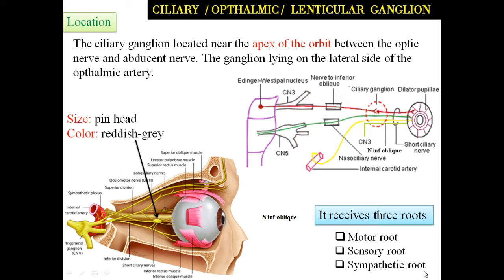So this is the lateral rectus muscle. It's located near the apex of the orbit. The ganglion lies on the lateral side of the ophthalmic artery. This ganglion consists of three roots. Generally these are the motor root, sensory root and sympathetic root. The motor root is from the oculomotor nerve, the sensory root from the nasociliary nerve, and the sympathetic root from the T1 segment.